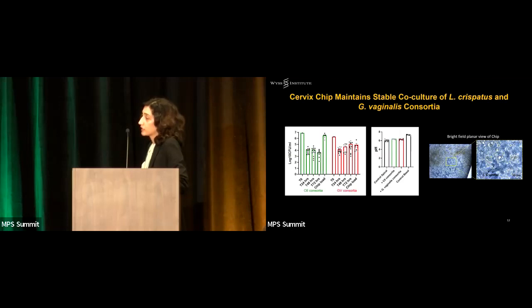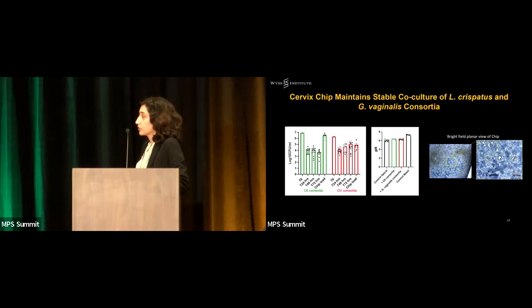Here you see the quantification of the bacterial load in the effluents as well as at the end on the chip. The pH level, interestingly, on the cervix chip didn't change as much, either for the C6, which is the Lactobacillus consortia, as well as the G. vaginalis. And this is, again, in agreement with what we see in vivo. In vivo, the cervix has a lot of mucus, and mucus is known to have a buffering capacity to control the significant changes in the pH. And we also were able to recapitulate that on the chip.